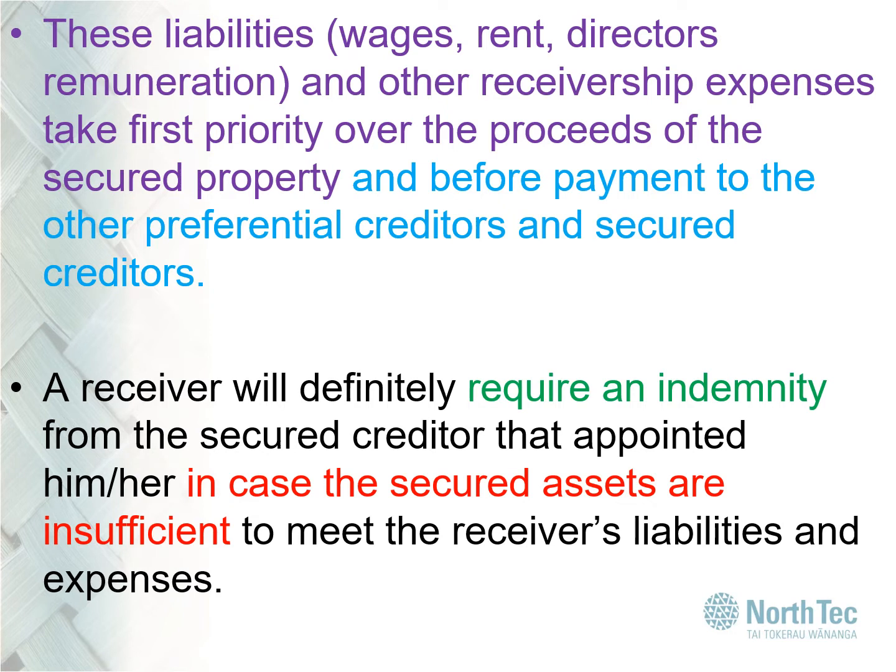So the liabilities, wages, rent, the director's remuneration, and other receivership expenses take first priority over the proceeds of the secured property, and before payment to the other preferential creditors and secured creditors. A receiver will definitely require an indemnity from the secured creditor that appointed him or her, in case the secured assets are insufficient to meet the receiver's liabilities and expenses.